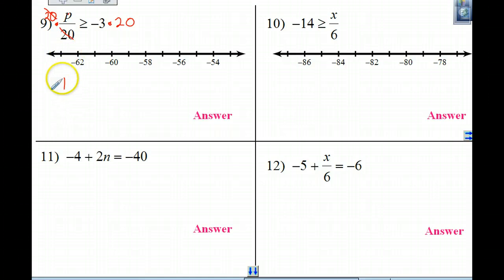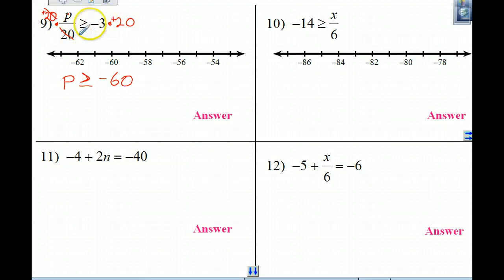So we have 1p. Okay, directly down here, I'm going to bring down the inequality sign, greater than or equal to. And then negative 3 times 20 is negative 60. Why did we not change the sign here? Why did we not flip it? Because we have a negative 3 right here. How come we didn't flip it? Yeah, we're multiplying by negative 3, but on both sides, we're multiplying by positive 20.